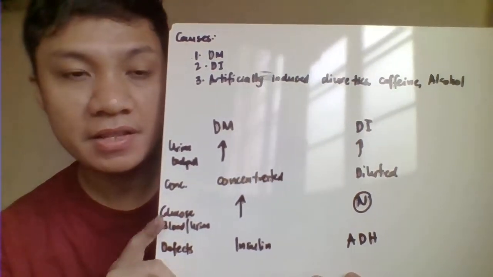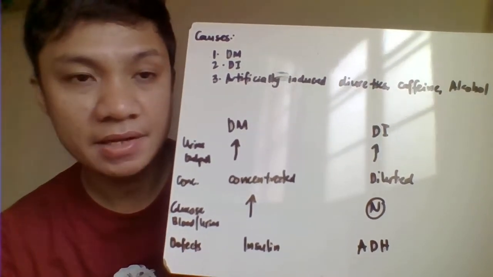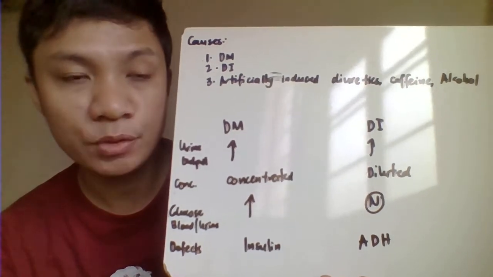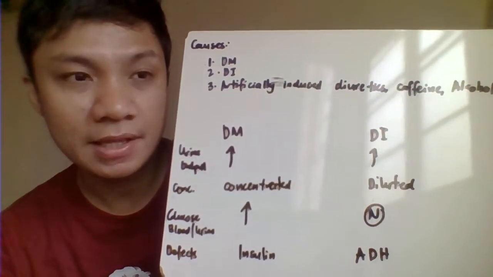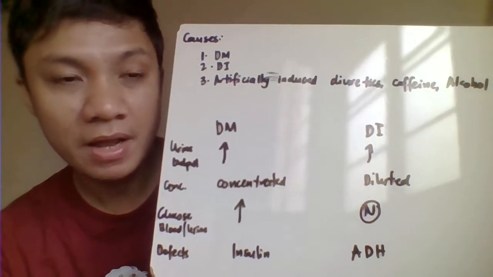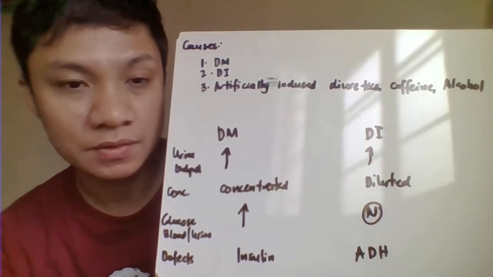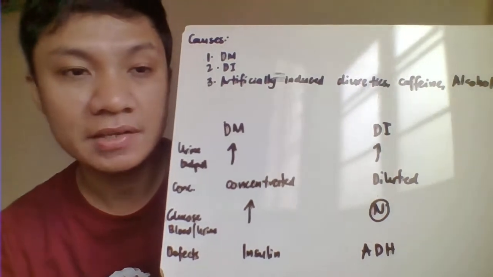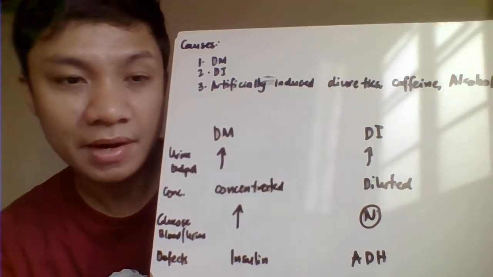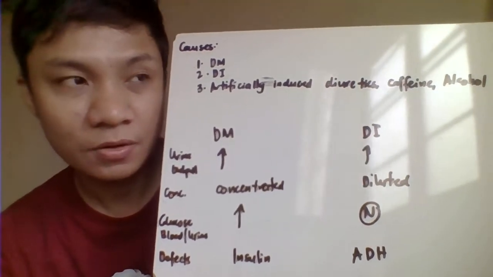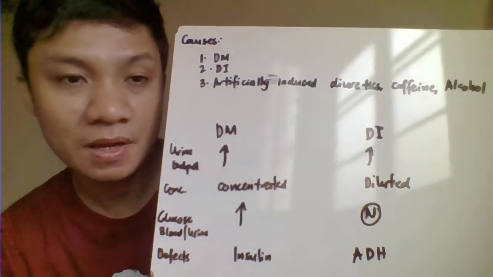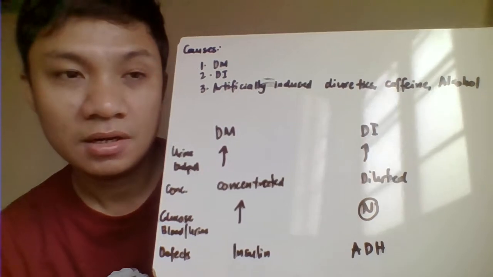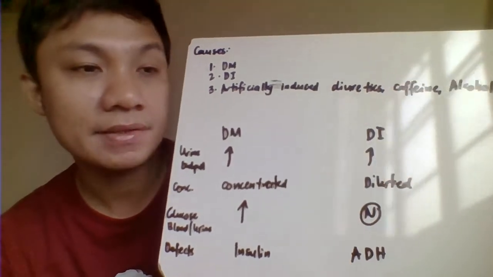Okay, then we have here the causes of polyuria. Most likely there are two medical conditions characterized by increased urine output. One is diabetes mellitus. The other one is diabetes insipidus. Then it could also be induced by diuretic drugs. We also have caffeine, alcohol consumption, or even cold temperature. These also induce much urine excretion.